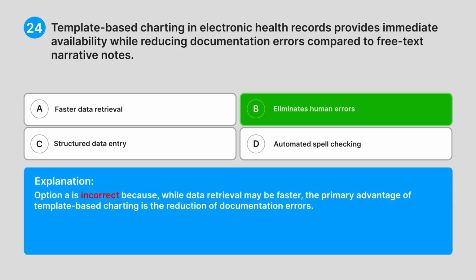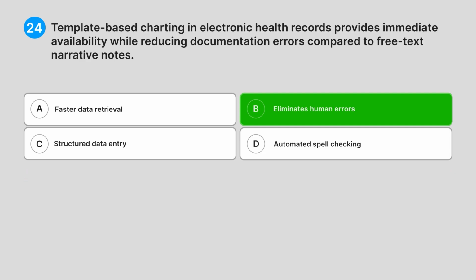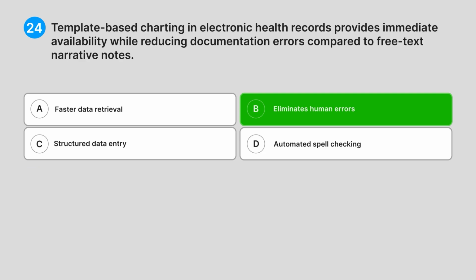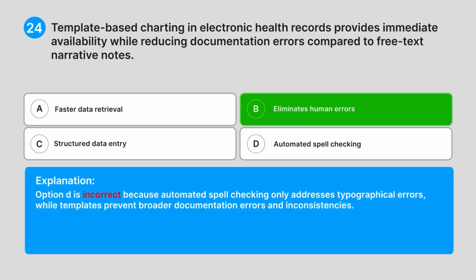Option A is incorrect because while data retrieval may be faster, the primary advantage of template-based charting is the reduction of documentation errors. Option C is incorrect because structured data entry is the mechanism by which templates function, but the key benefit is the elimination of errors. Option D is incorrect because automated spell checking only addresses typographical errors, while templates prevent broader documentation errors and inconsistencies.